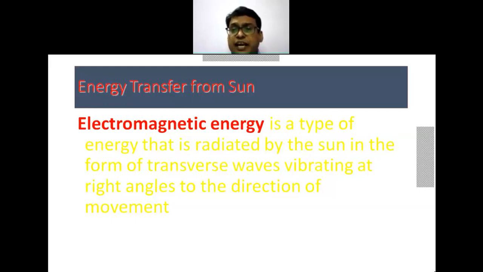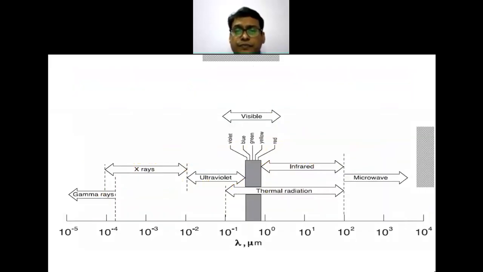Electromagnetic energy is a type of energy radiated by the sun in the form of transverse waves vibrating at a right angle to the direction of movement. Now there are different regions: the gamma ray region, X-ray region, ultraviolet region, then thermal radiation and microwave radiation. It all depends on the frequency. In thermal radiation, there is infrared radiation as well as the visible region. We can see only this visible region, and we are not able to see the infrared region.